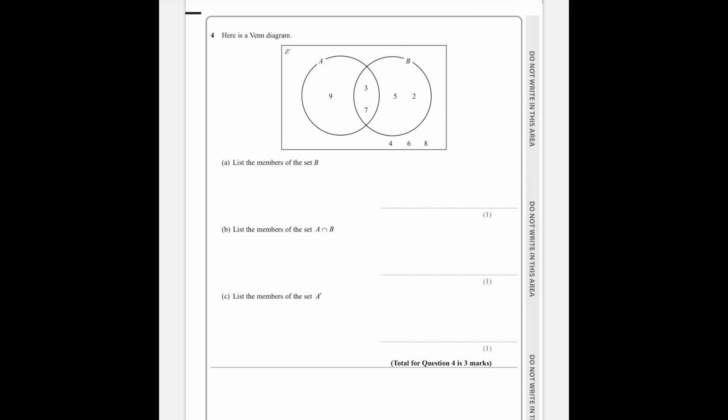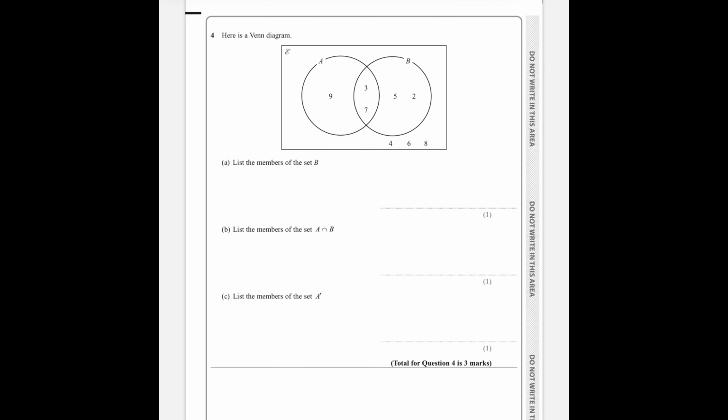A Venn diagram question, okay? So it's quite important for the exams to remember what each of these symbols mean. There's many more symbols, but this is just one of them. So please do remember those for the exam. Otherwise, when one of these questions comes up, it may be difficult. So let's see. It asks us to list the members of set B.